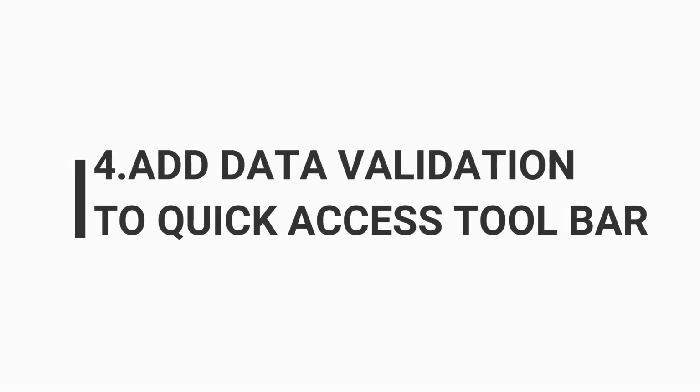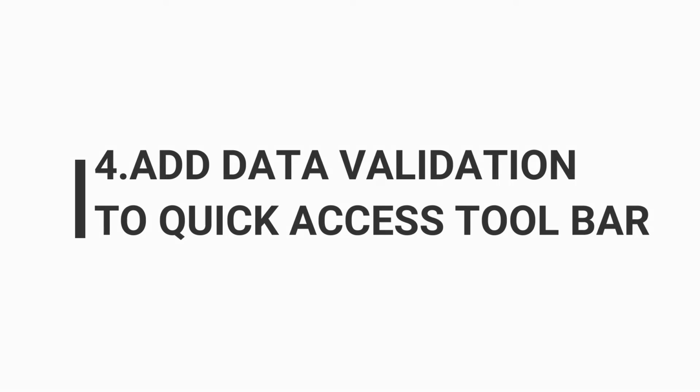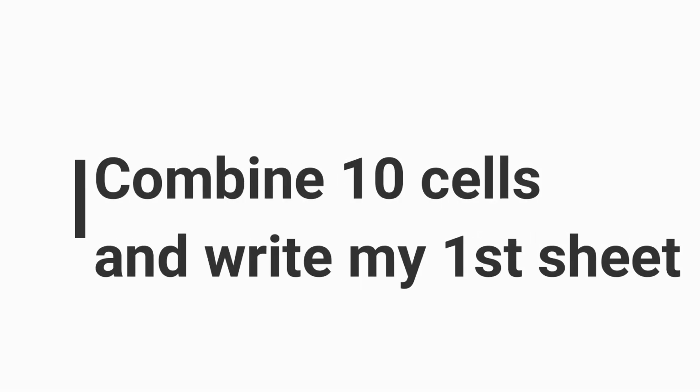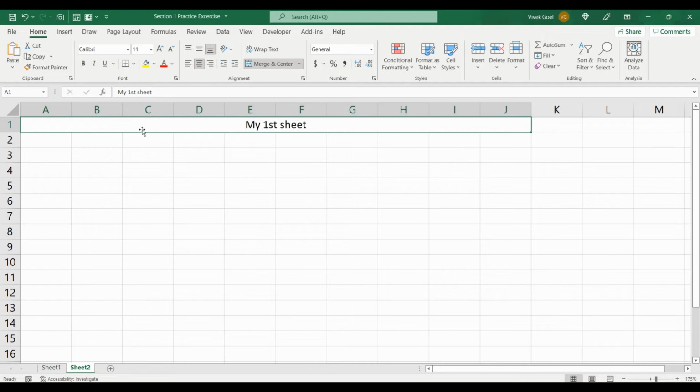For the fourth question, you need to add data validation from data tab to quick access toolbar. In your fifth question, you have to generate a series of rows from 1 to 1000. For the sixth question, please combine 10 cells from first row and write my first sheet like this.